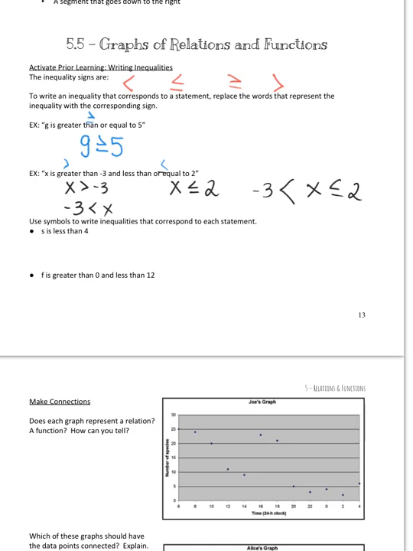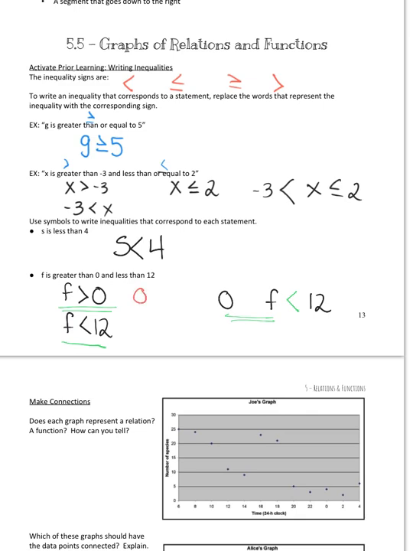All right, continuing on, S is less than 4. And F is greater than 0 and less than 12. So F is greater than 0 and F is less than 12. Now I need to put these together where 0, F, and 12 are lined up. So in the same order, we have F is less than 12. Now, this statement isn't in the same order, so we need to flip it.